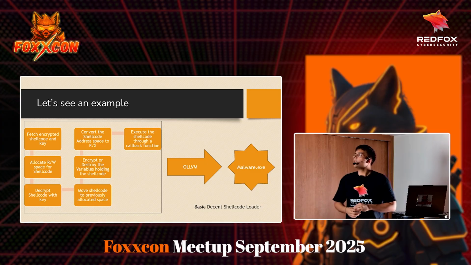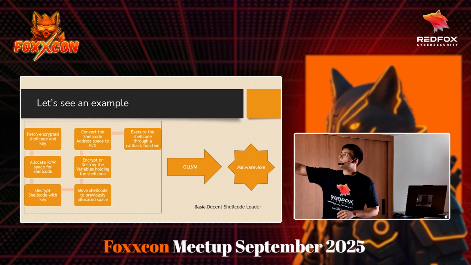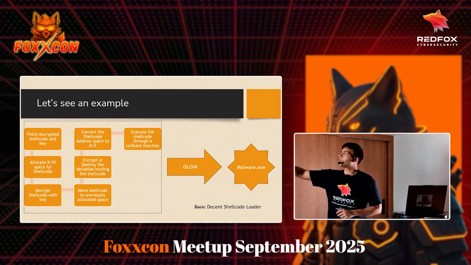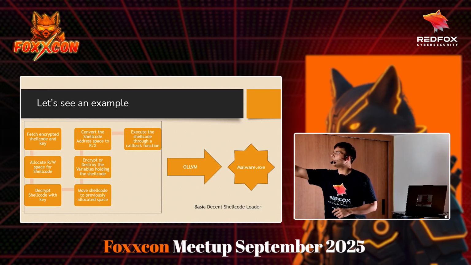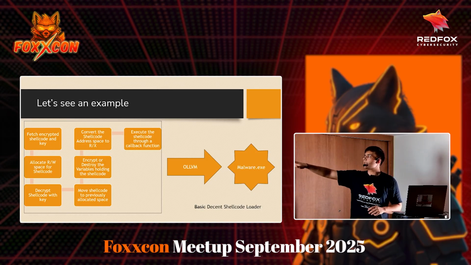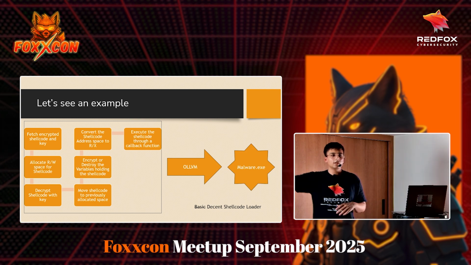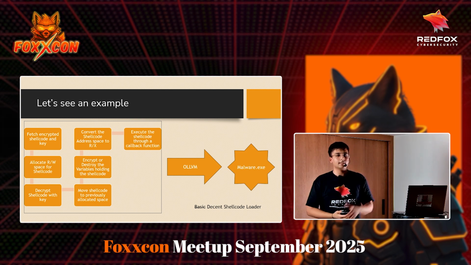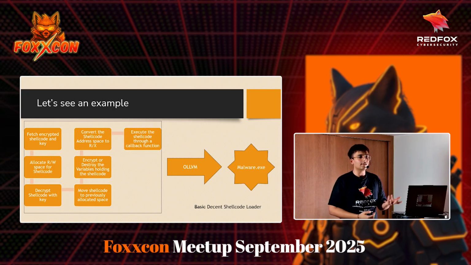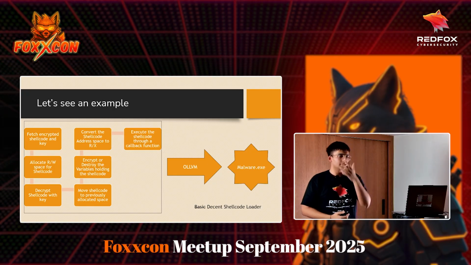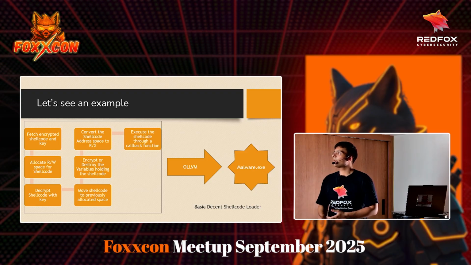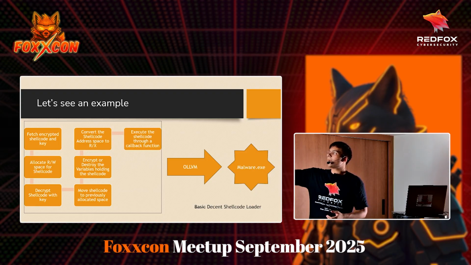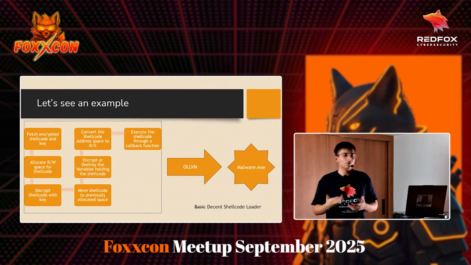So you create that decent shellcode loader, pass that through OLLVM, and now you create a malware.exe. Now, since this is custom code that you've written yourself, there's a very slim chance that it has any sort of signature anywhere, right? So there's a very slim chance that anybody has a Yara rule written which actually catches this, because this is your own creation, right?